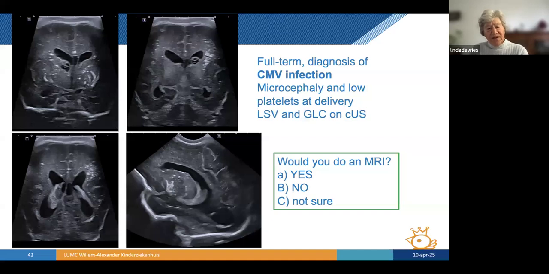Congenital infection. Here we see a child where the diagnosis was made of congenital CMV infection. The baby was microcephalic, had low platelets, and we see the typical ultrasound abnormalities with the lenticular striate vasculopathy, and also other areas of calcification and some mild ventricular dilatation.